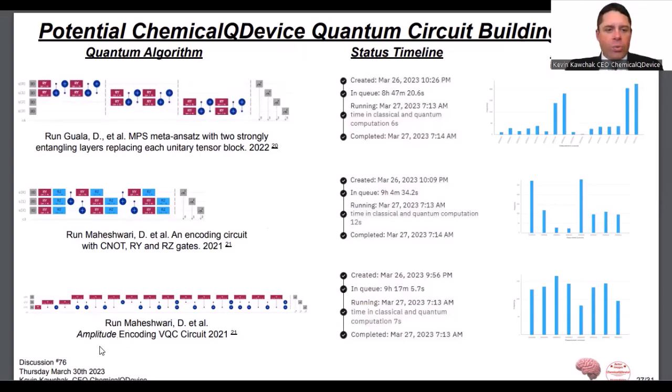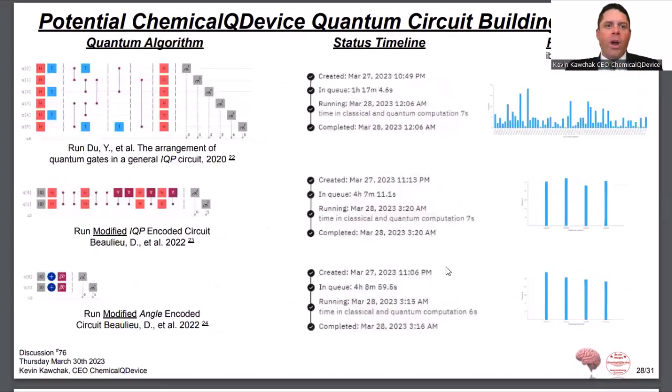Now this last one is amplitude encoding. If you look at just amplitude encoding circuits, they vary. Same thing with the IQP. And then here are the results on the right. So a lot of these are running. And then this next one is an IQP. So this is Du, Y et al., arrangement of quantum gates in a general IQP circuit.